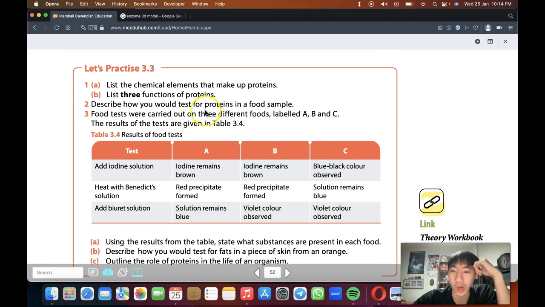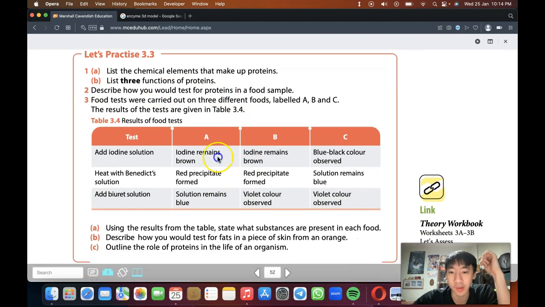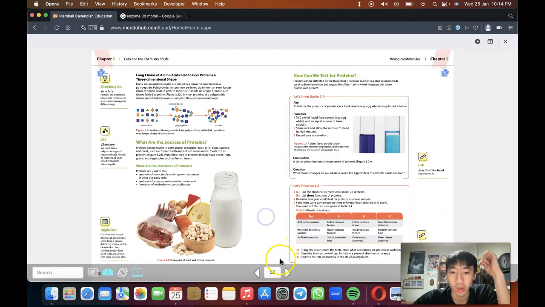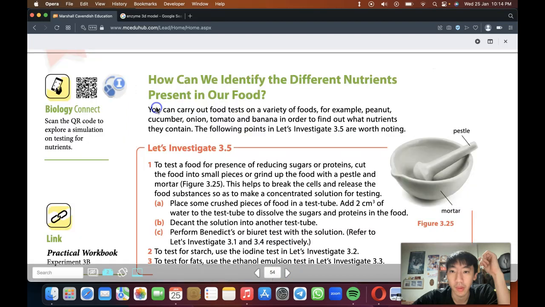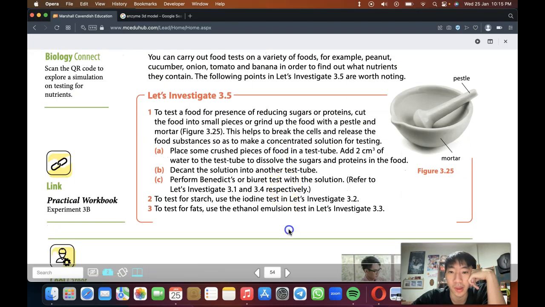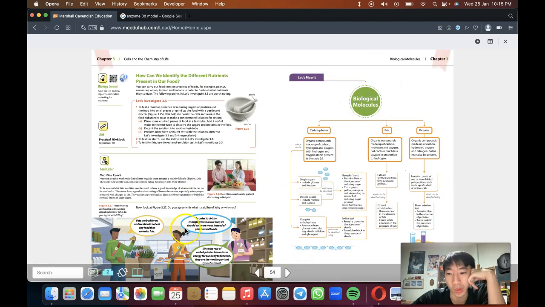Can you try and do these practice questions? Yeah, let's just read this one and then we'll watch the videos for the Biuret test. So how do we identify different nutrients present in our food? We will do various food tests, for example on a peanut, cucumber, onion, tomato, banana. And we'll do this when we are doing the practical.